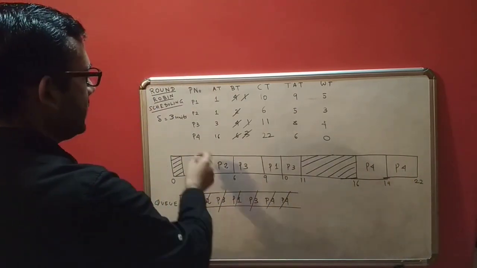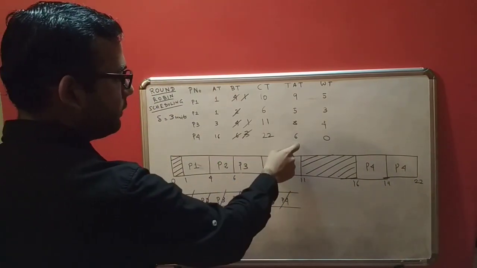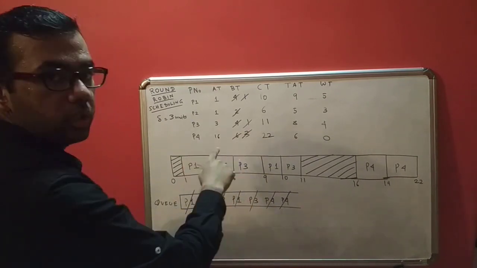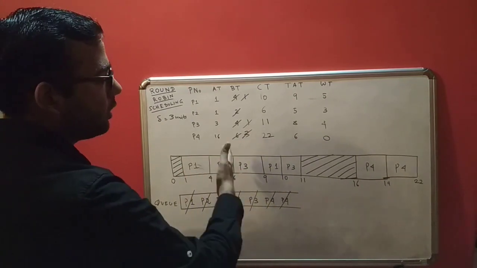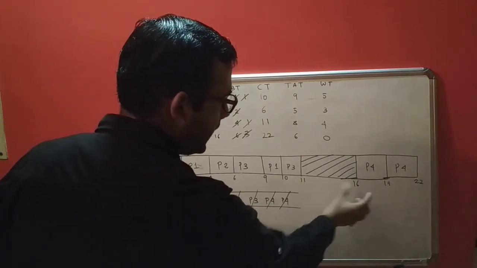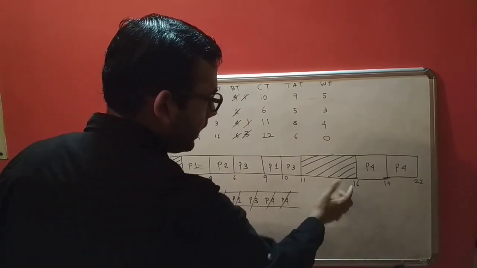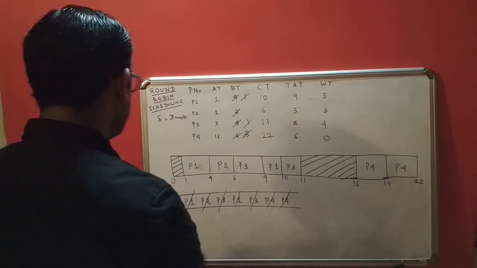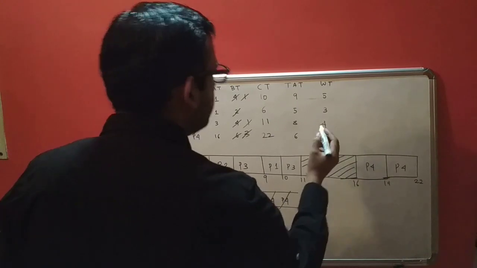Now see, this is interesting. For process P4, the turnaround time was 6 and the burst time was also 6. That means this process P4 did not have to wait for the CPU at all. In fact, the CPU waited for P4 and as a result had a fall in its efficiency. But P4 did not have to wait for the CPU. So its waiting time is 0.